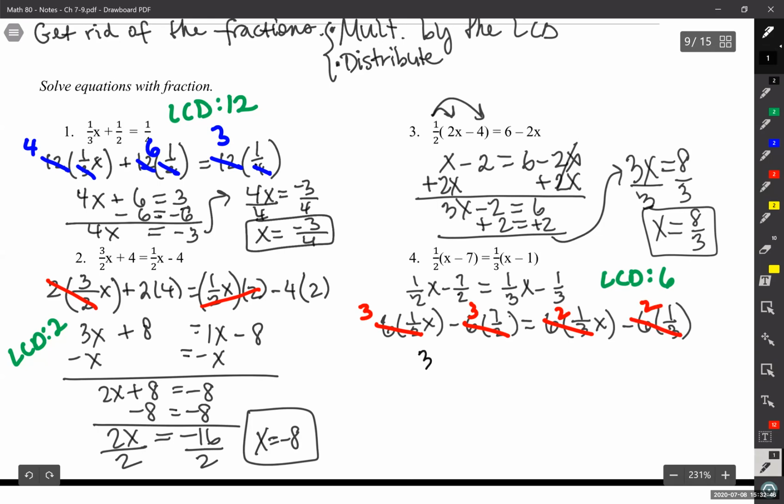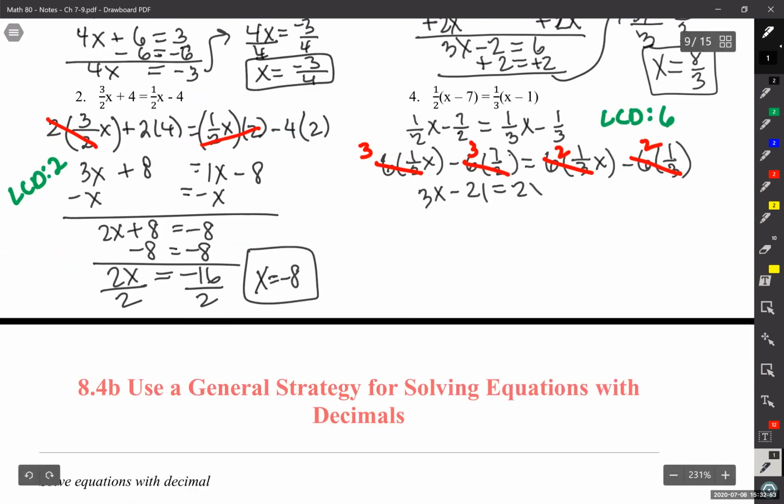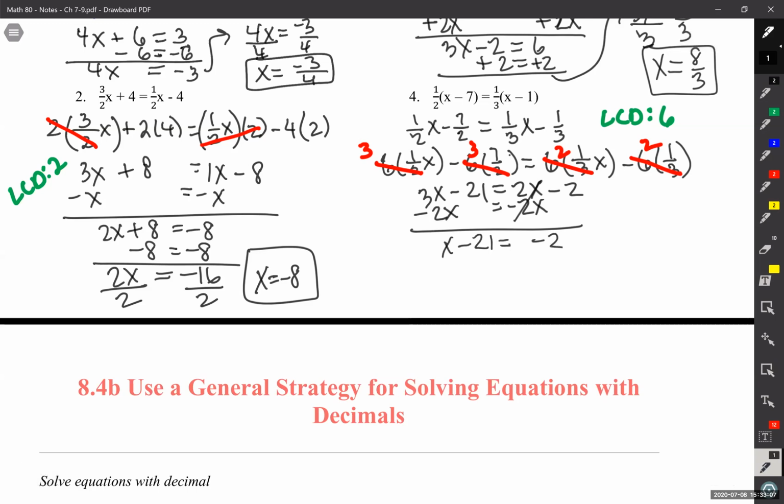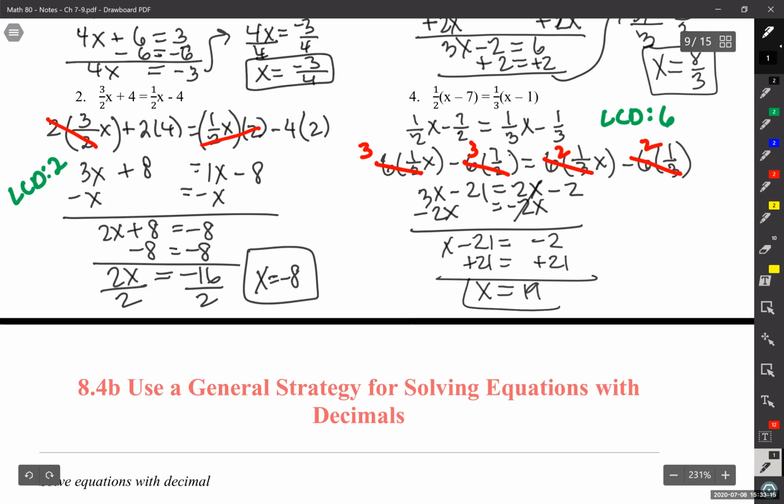And so we get 3x minus 21 equals 2x minus 2. I'm going to subtract 2x. No fractions here. Look at this. We're going to get 1x only. Then I'm going to add 21. And we get x equals 19 as our final answer.